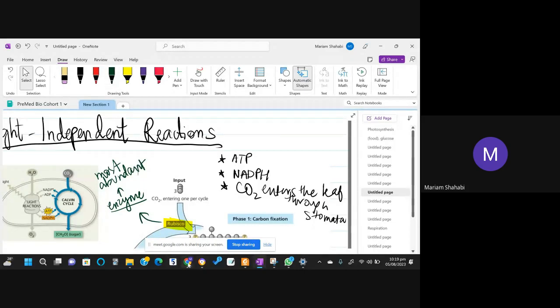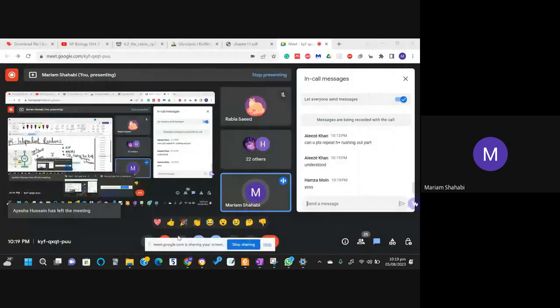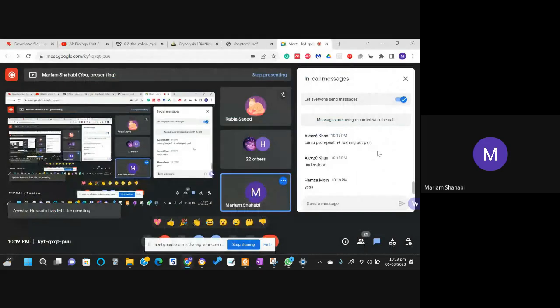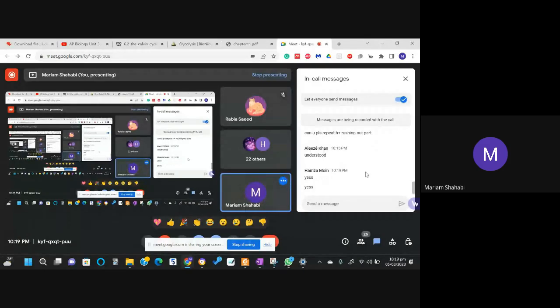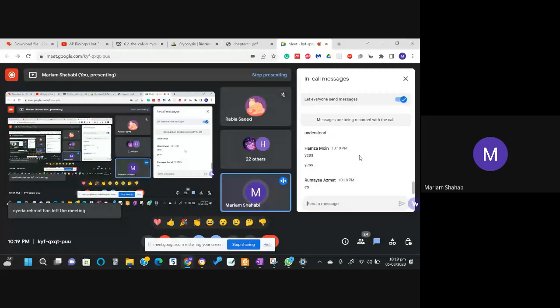Acha, has anyone come across this? Rubisco is the most abundant enzyme. Anyone doing questions or anywhere? Because I remember something along those lines. Right? I'll still verify this from the book and then I'll add it to the notes. It is the most abundant enzyme.